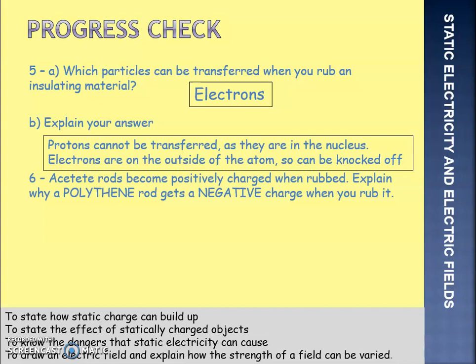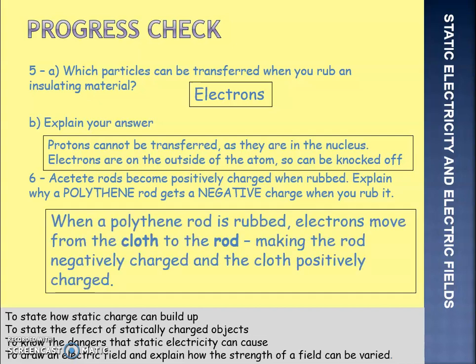Question 6. Acetate rods become positively charged when rubbed. Explain why a polythene rod gets a negative charge when you rub it. Answer for this one. When a polythene rod is rubbed, electrons move from the cloth to the rod. It's the opposite way round than in the acetate rod. Electrons go from the cloth to the rod. This makes the rod negatively charged and the cloth positively charged.